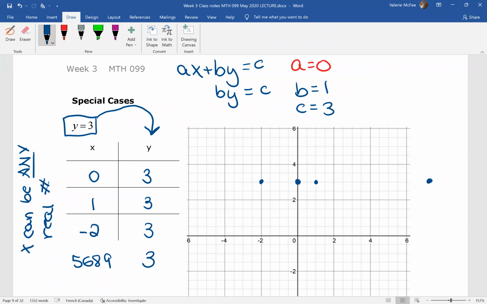But what do you notice? When we connect our ordered pairs, we have a horizontal line.